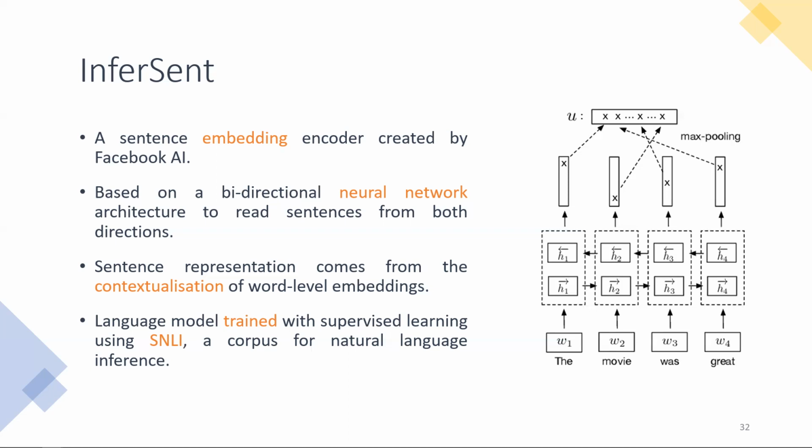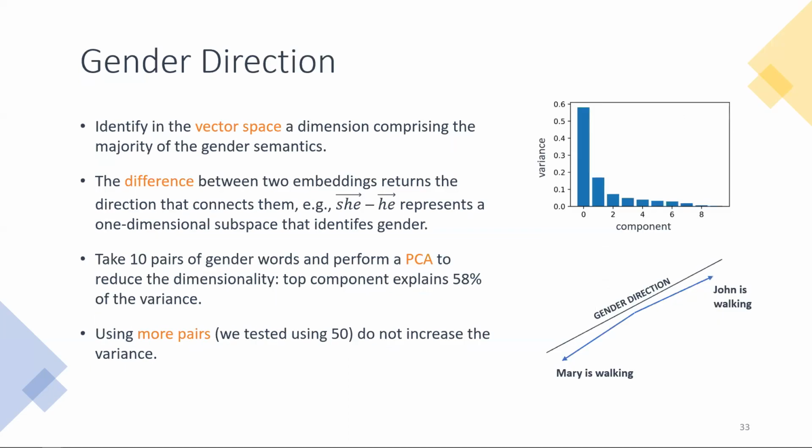Okay, so the thing is, InferSent is also quite convenient because it's trained with supervised learning on a very big, but still relatively small, corpus of text, which is called SNLI. So the NLI stands for Natural Language Inference Corpus. So, a little bit more on the gender direction.